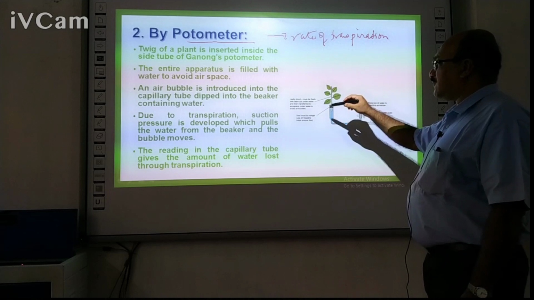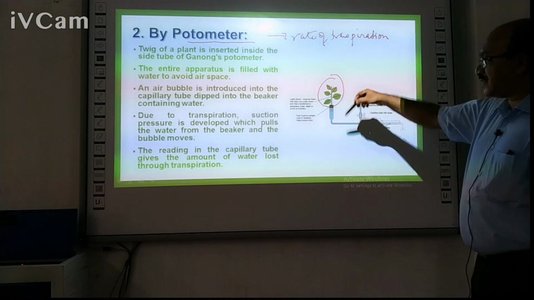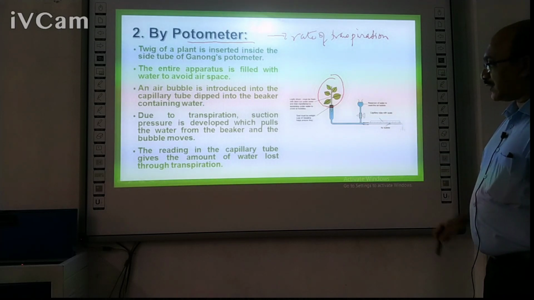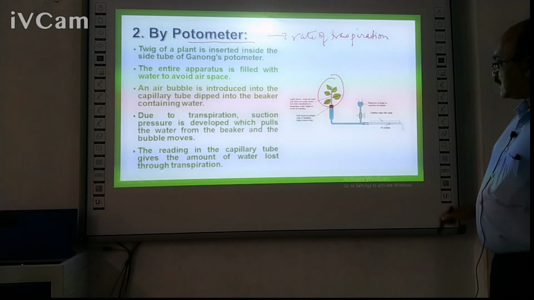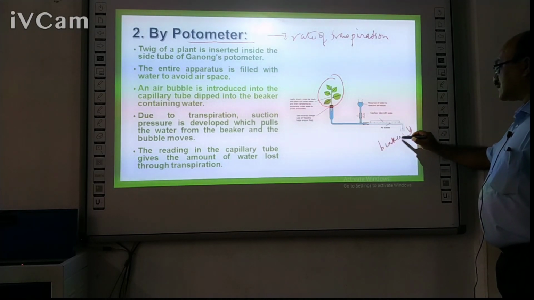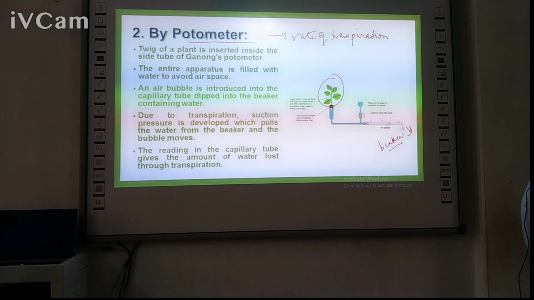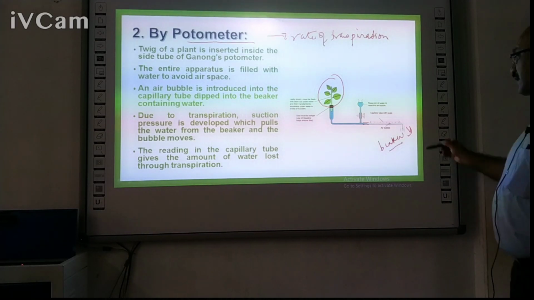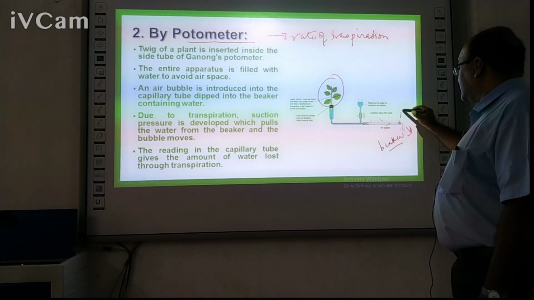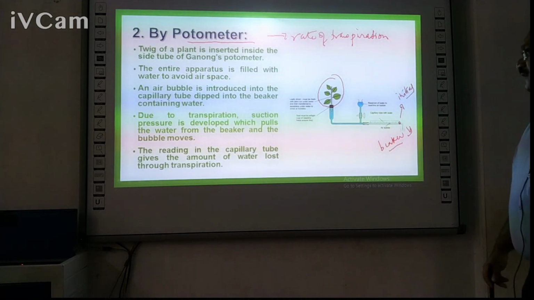Here we have a freshly cut twig with broad tips inserted into the Ganong's potometer. The potometer is completely filled with water, so that no air spaces are left. At the end there is a beaker containing water, and the end of the potometer is kept in the water in the beaker. With the help of an air dropper, we insert an air bubble. This is the initial level of the air bubble.